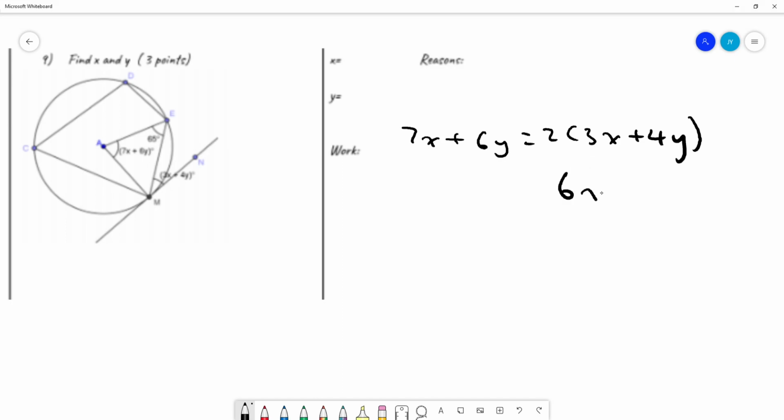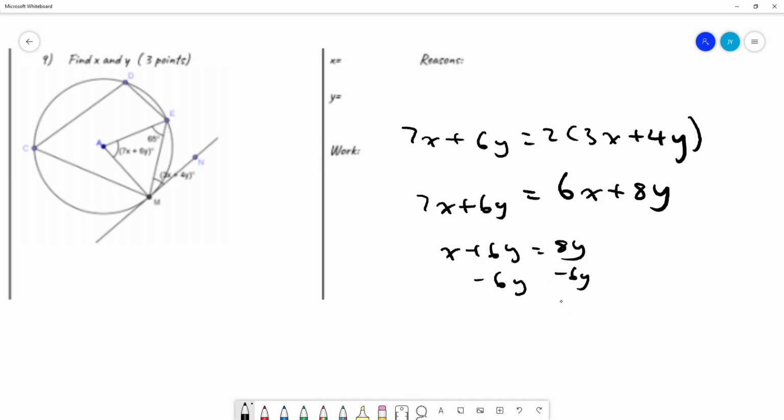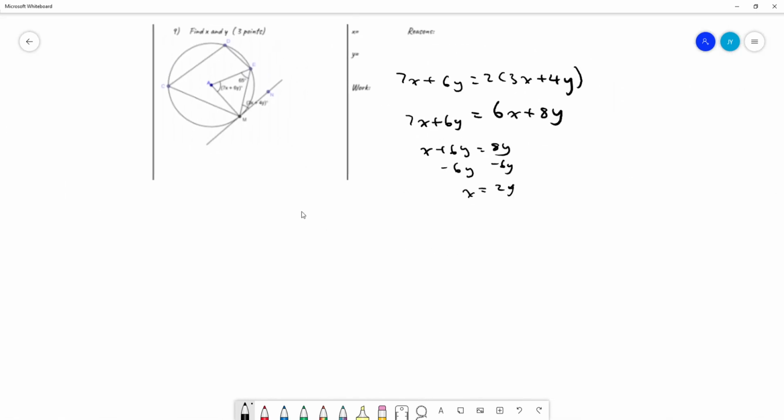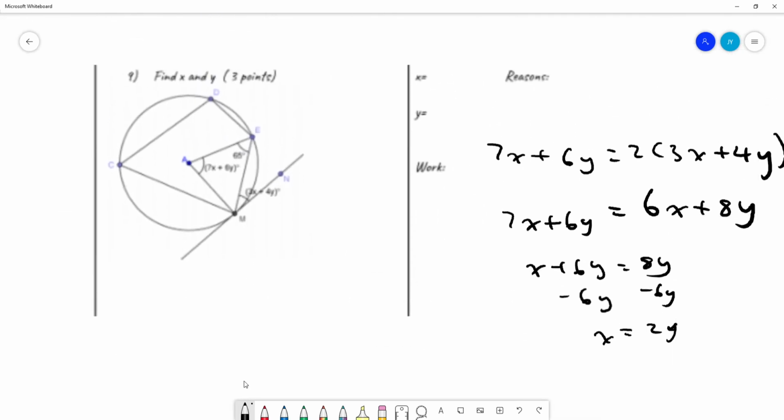So let's just simplify this out real quick. 7x plus 6y, x plus 6y equals 8y minus 6y, 2y equals x. Okay, that is your first equation. Next, let's look for our next equation we can use here. So we're actually given this as a triangle, which means that its angle measure has to equal 180. And we're given 2 of these angles, which means 180 minus both of these will give us this angle.